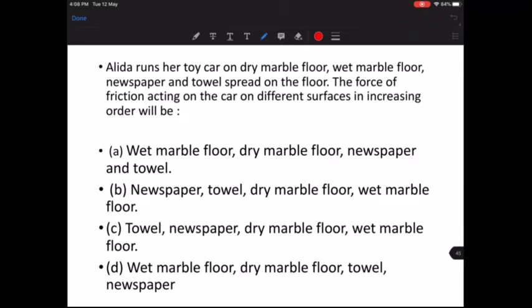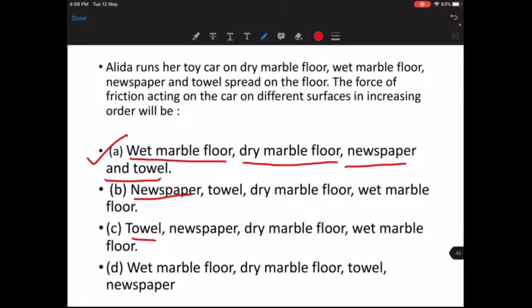So where is the friction least here? Remember, friction should be least wherever the surface is very wet or it is soapy or it is slippery. So let's see the first one. Wet marble surface, very good, because it is wet as well as it is marble surface. Then the dry marble surface, then the newspaper and then the towel, because towel is the most rough surface. Yes, option A is correct. Very nice. We need not go through the other options, because look at the other option. You have newspaper, which is again slightly rough. Then you have towel, which is the roughest.